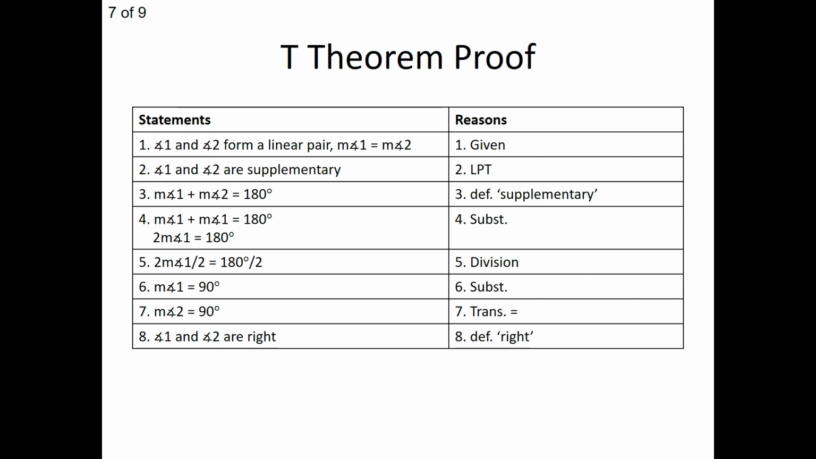So what does that mean? We now have two theorems in our toolbox. We have the linear pairs theorem and we have the T-theorem, which means if I ever encounter a pair of equal angles that form a linear pair, then I can call them both right angles. And we actually use the T-theorem here and there. You'll see it comes in handy along the way.